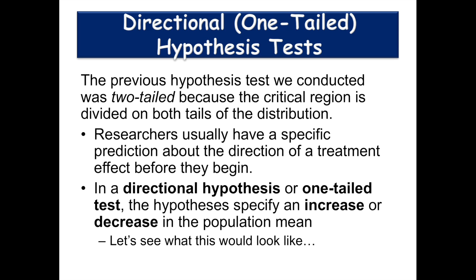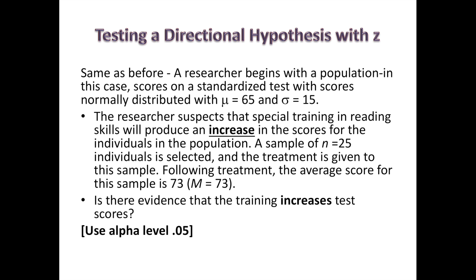Okay. In the previous test, we did a two-tailed test. We're going to run that exact same test again, but this time as a one-tailed test, because researchers usually have a specific prediction about the directionality of a treatment. Researchers aren't going to invent a medicine that increases depression or increases anxiety. They're looking for a medicine that will decrease depression or decrease anxiety. So in a directional or one-tailed test, the hypothesis specifies an increase or a decrease in the population mean. So let's take a look at what this looks like.